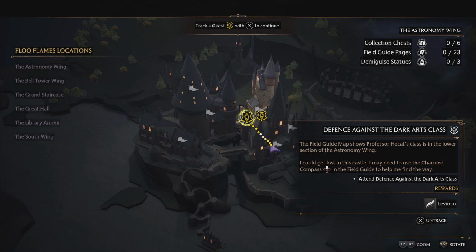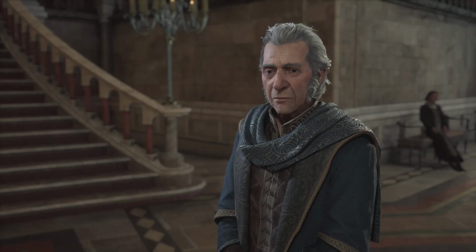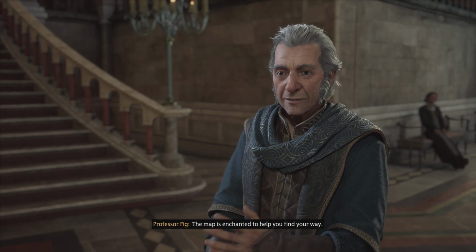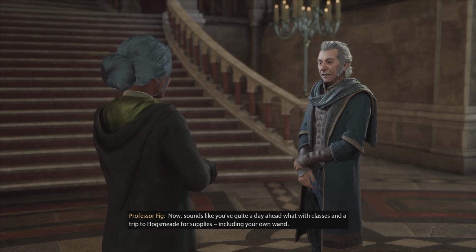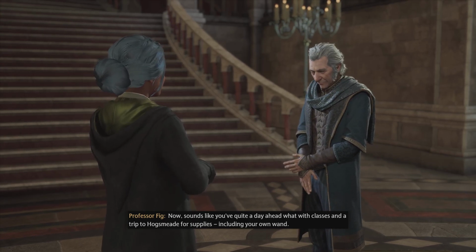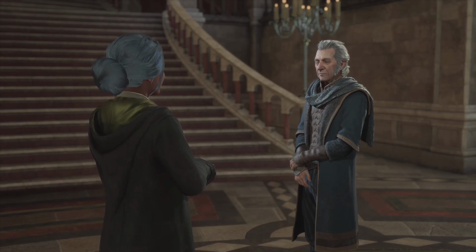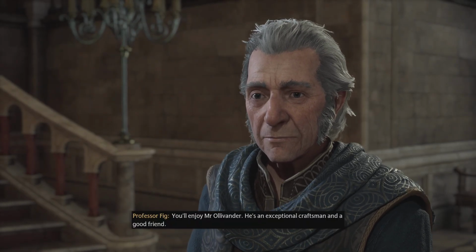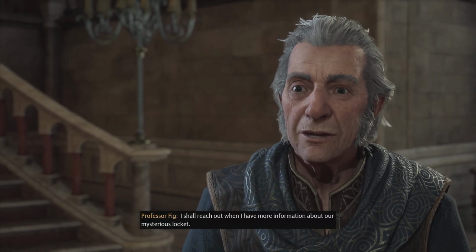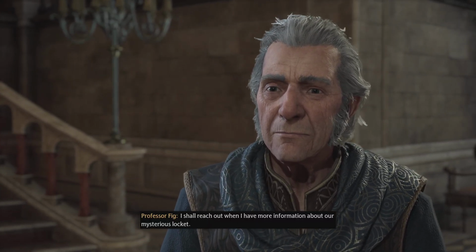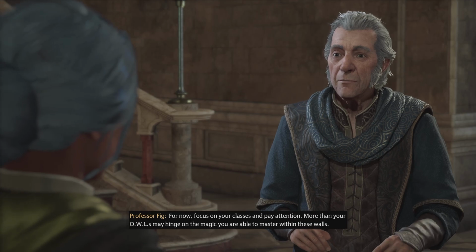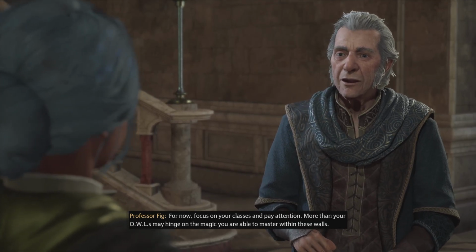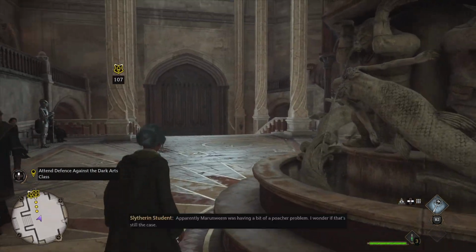Traffic quest. Let's do this one. The map is enchanted to help you find your way. This will be incredibly helpful. Thank you. Now, sounds like you've quite a day ahead, what with classes and a trip to Hogsmeade for supplies, including your own wand. You'll enjoy Mr. Ollivander. He's an exceptional craftsman and a good friend. I shall reach out when I have more information about our mysterious locket. For now, focus on your classes and pay attention. More than your owls may hinge on the magic you are able to master within these walls.